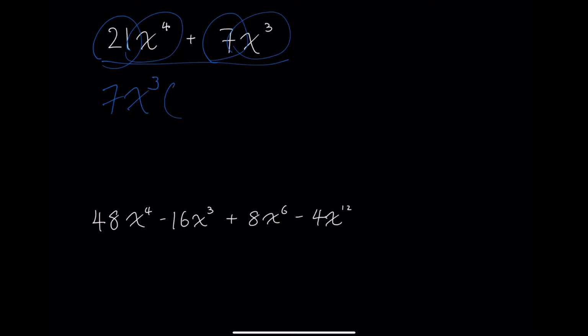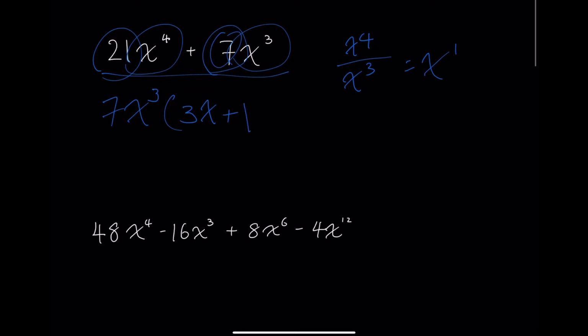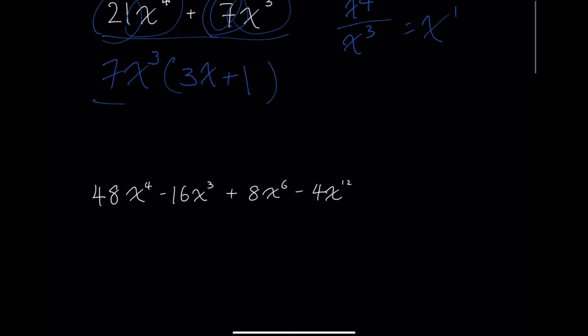We do a bracket. 21 divided by 7, that's 3. X to the power 4 divided by x to the power 3. If you know exponent law, that would be x to the power 1, which is just x. Plus 7 divided by 7 is 1. X to the power 3 divided by x to the power 3 is just nothing.